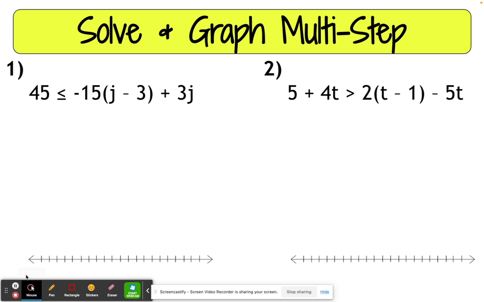Let's try another one. I'm going to draw my line down. Hopefully I can do it straighter this time. I'm not very good at drawing straight lines. Oh, that was even worse.